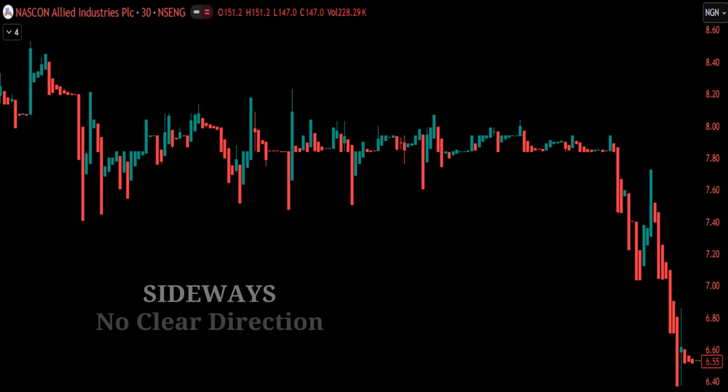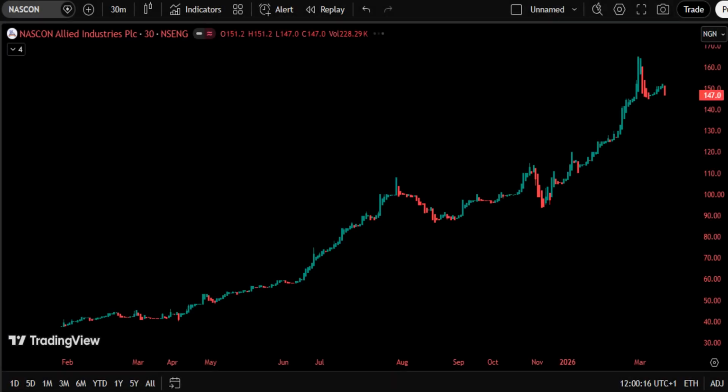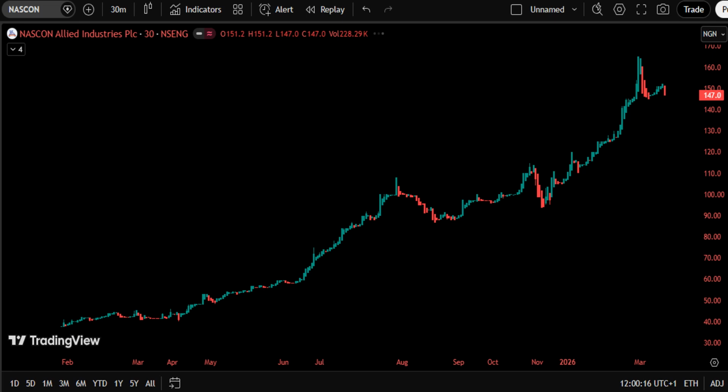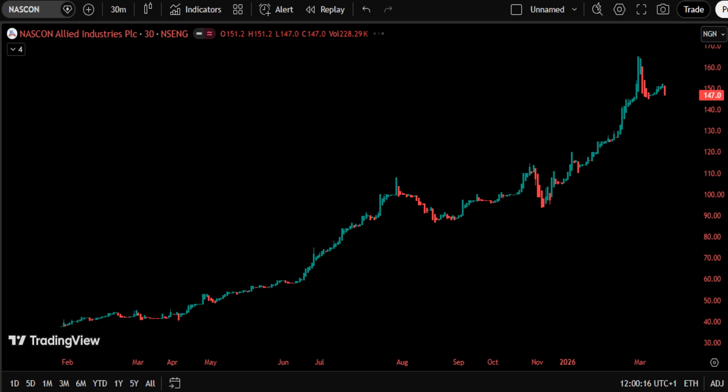And a sideways market is when price moves between support and resistance levels. This is also called consolidation. If you don't understand this part, you are basically trading blind, because trading against the trend is one of the fastest ways to lose money. But here's the interesting part. Nigerian stocks often move slower and form cleaner trends compared to highly volatile markets, which means you would see fewer fake breakouts. And if you learn to spot trends properly, you could actually find more stable opportunities.